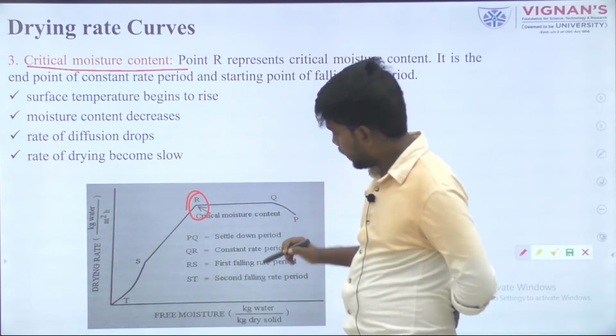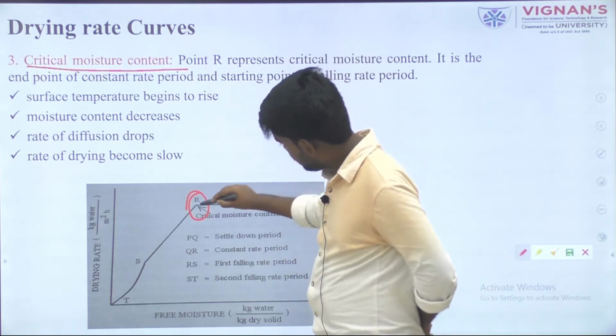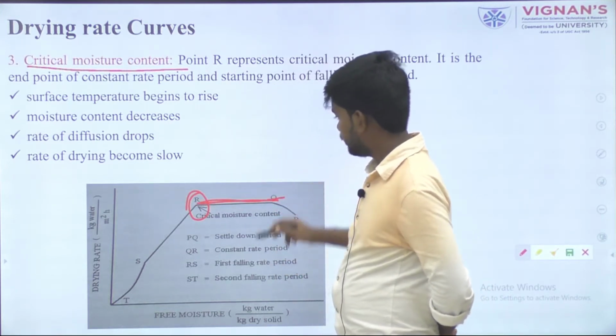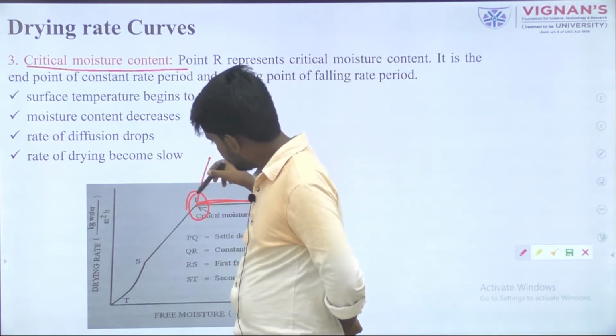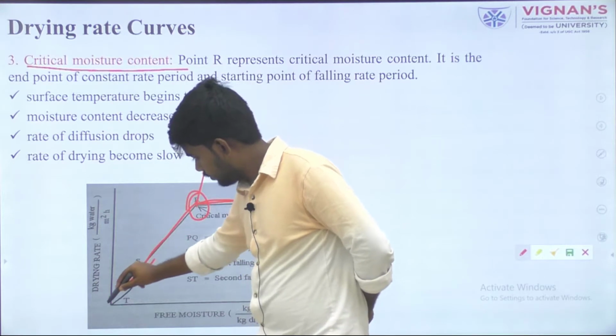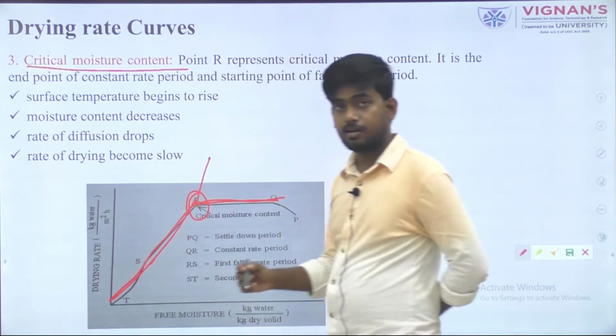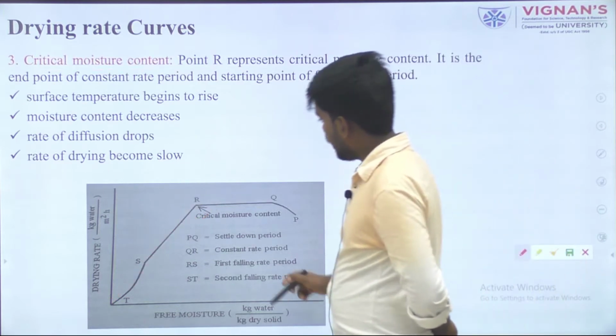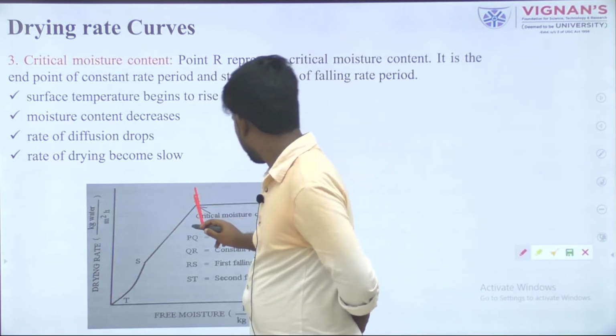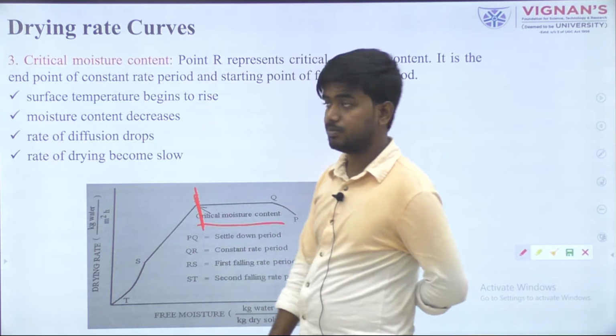Up to this point is known as the constant rate drying period. After this point the moisture is lost in a non-linear curve, and the moisture removal rate changes accordingly. So this is known as the critical point. This is very important terminology.